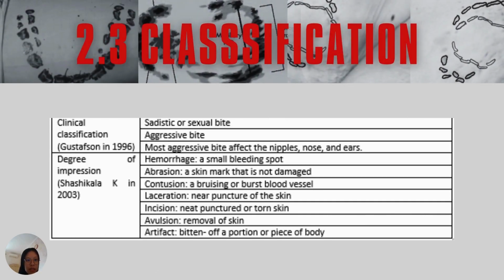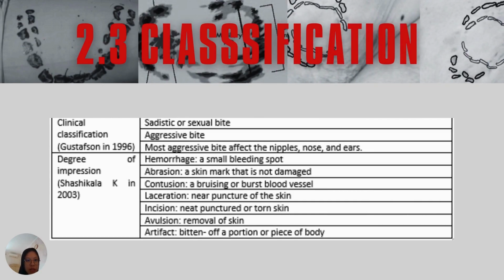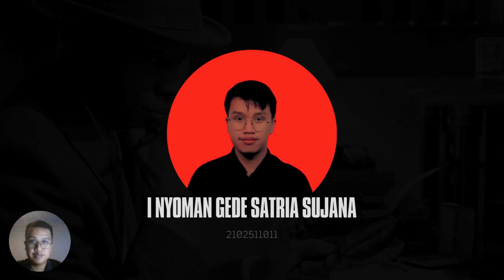And then clinical classification by Gustafsson in 1996 can classify the bite marks into sadistic or sexual bite, aggressive bite, and most aggressive bite, affecting the nipples, nose, and ears. And lastly, by degree of impression by Shakshikala K in 2003, we can classify the bite marks into hemorrhage, abrasion, contusion, laceration, incision, avulsion, and artifact. And that is all from my explanation. Thank you.